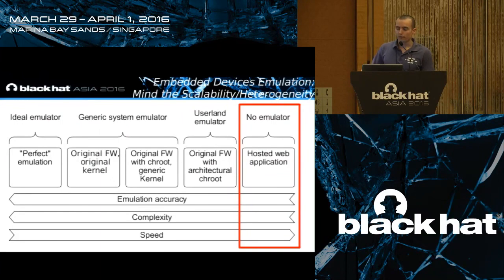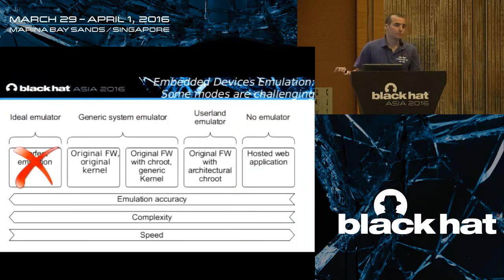Of course, with all of these choices, there are drawbacks. For example, we cannot use the ideal emulator because it doesn't exist, at least not in the open as we speak, or not knowingly to us. And potentially it doesn't exist yet because it's really hard to take a random binary for a random architecture and emulate it perfectly on the fly. So it's kind of a unicorn, and we really want it to exist, but it's hard.